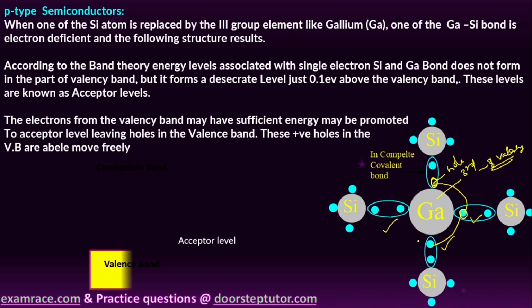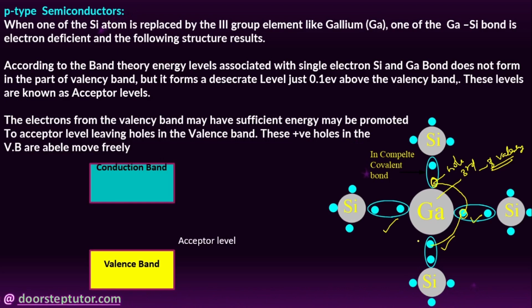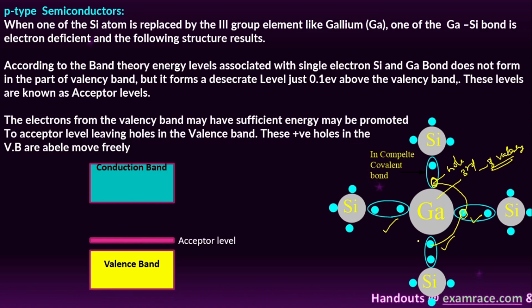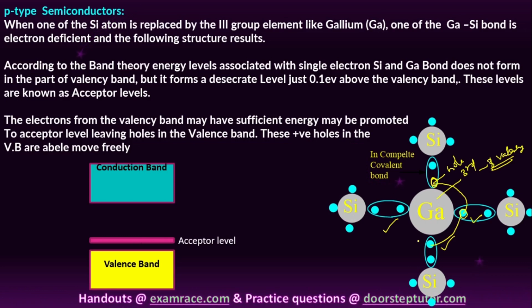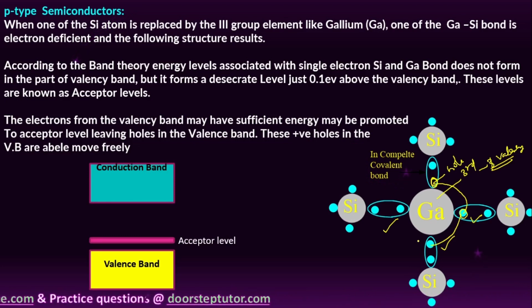Clear, students? Right, here you can see this is the valency band and the conduction band. Here you can see the forbidden energy band is nearer to the valency band. That is very important, right? In n-type semiconductor, the forbidden energy band we call the donor level is nearer to the conduction band. But in p-type semiconductor, the forbidden energy band we call the acceptor level is nearer to the valency band.